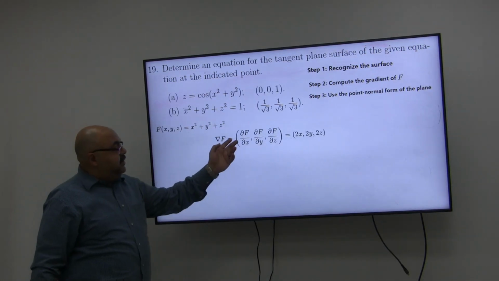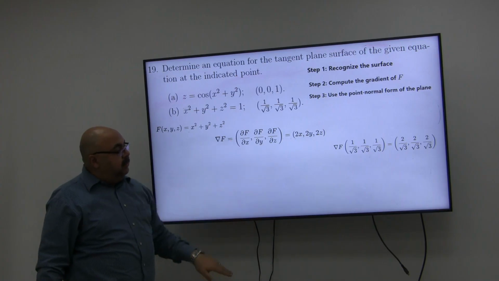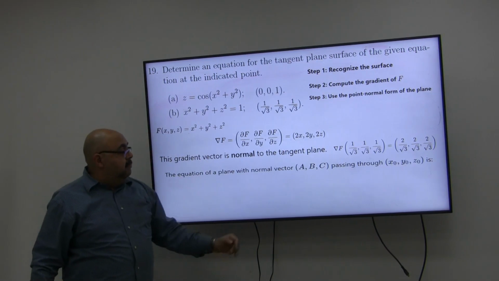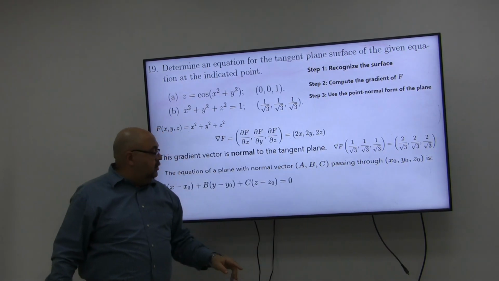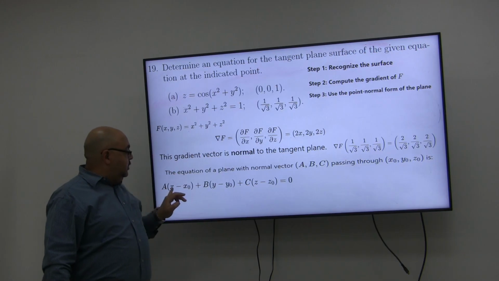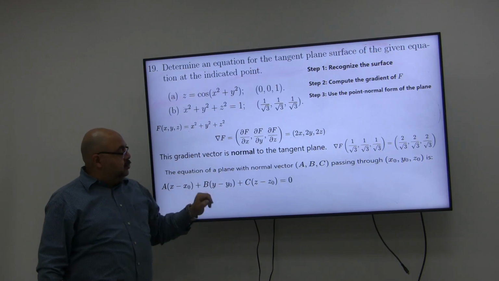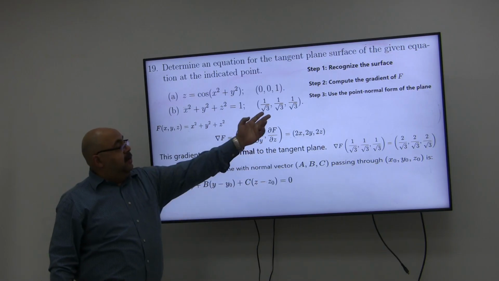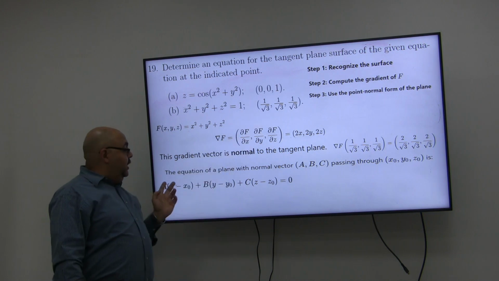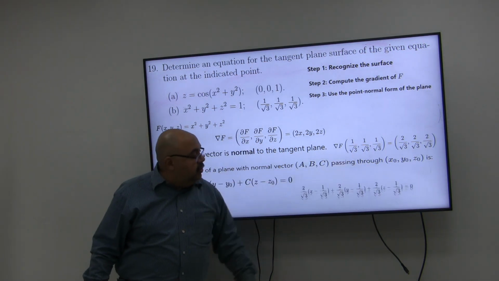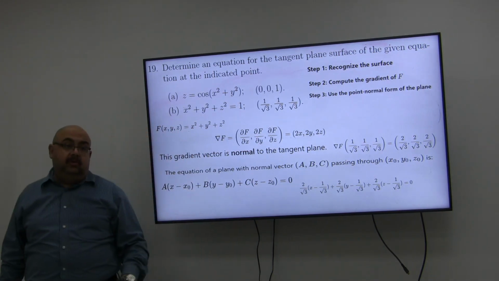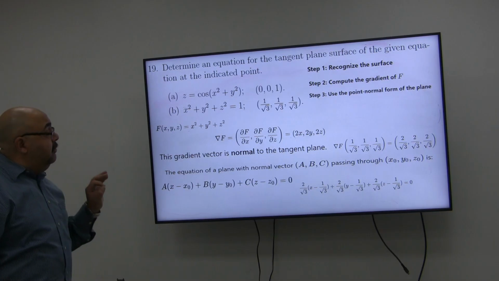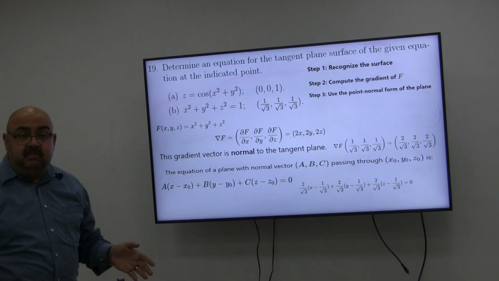So once more, that's the gradient vector, as I told you. Substituting by the point, this is the normal vector, multiplying by the x node, y node, z node. So all I have to do is to multiply a times x minus x node, b times y minus y node, c times z minus z node, where x node, y node, z node are the coordinates of the point, and a, b, c are the coordinates of the gradient vector. Now you have your tangent plane. So this part is important, and the problem is really simple. Okay.